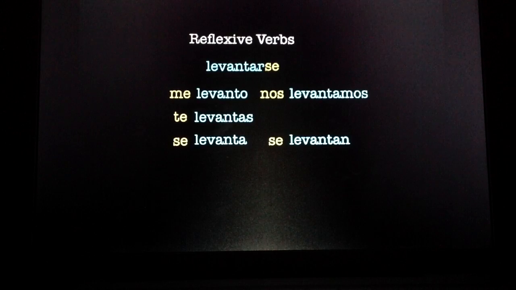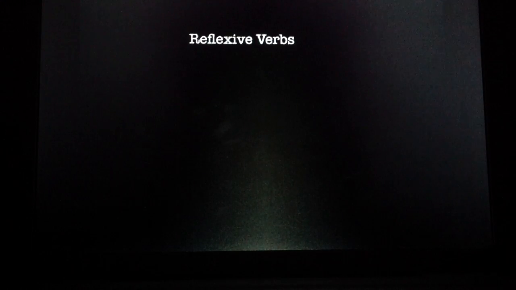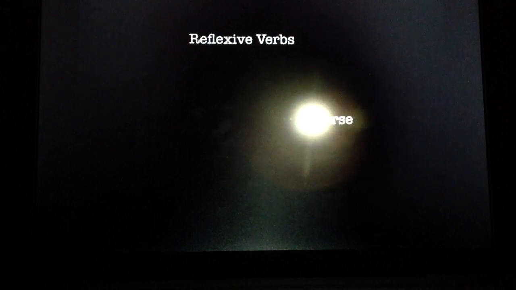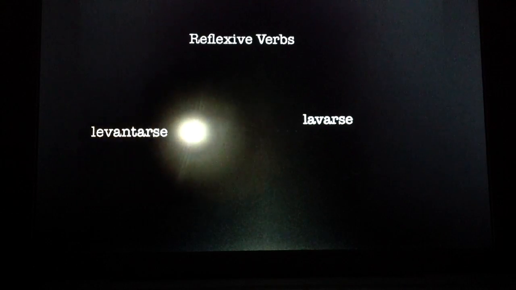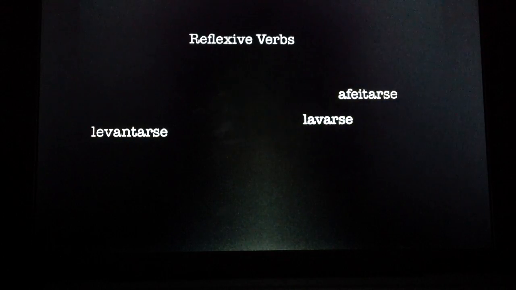As soon as we put that me, te, se, nos, and se in front of the verb, we're no longer talking about lifting weights or lifting a dish or lifting a brick. We're lifting ourselves. We're standing up. We're getting up. Okay, so we're almost done here. Let's take a look at, for example, lavarse, levantarse, afeitarse, and cepillarse. That's what I've shown you thus far.